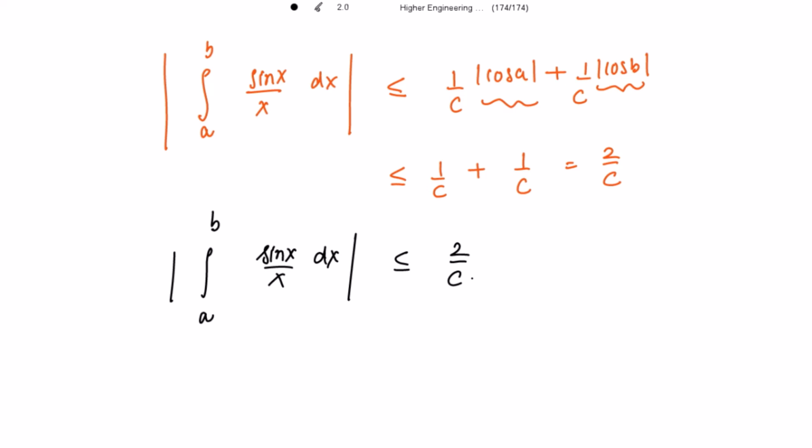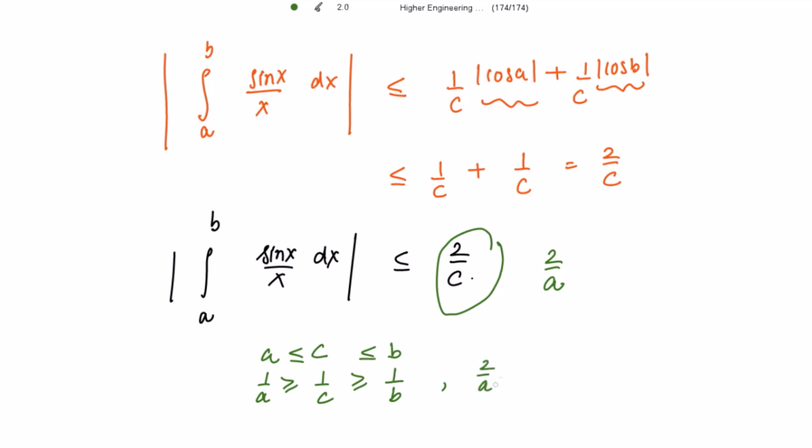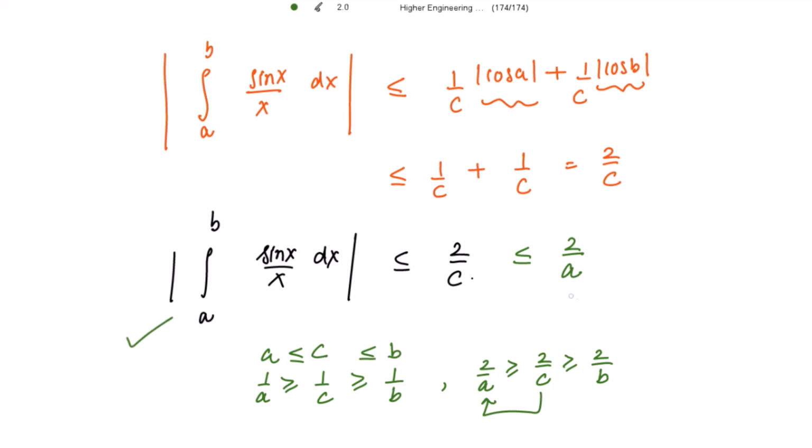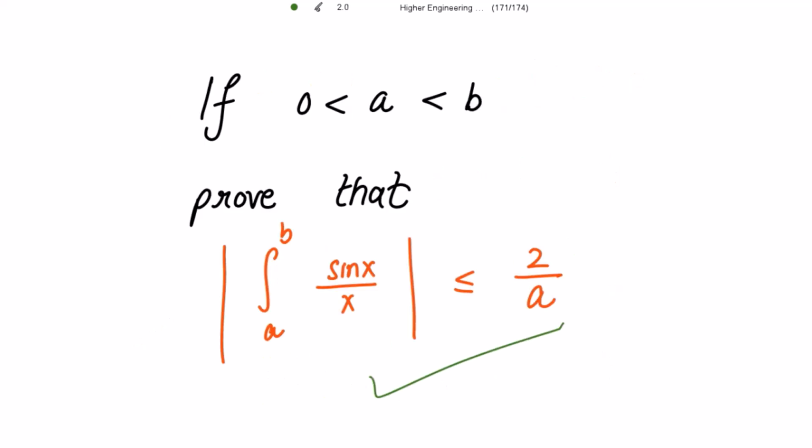But we need to prove that it should be less than or equal to 2 divided by a, right? How to prove this? We know that c is greater than or equal to a and less than or equal to b, right? If I take the reciprocals, I get this. The sign changes. Very fine. Multiplying by 2 all over here, we get 2 divided by a greater than or equal to 2 divided by c greater than or equal to 2 divided by b. So 2 divided by c is less than or equal to 2 divided by a. So hence we have shown the result that this left hand side is less than or equal to this right hand side, that is 2 divided by a. Hence the result. Okay, thank you. Stay blessed.